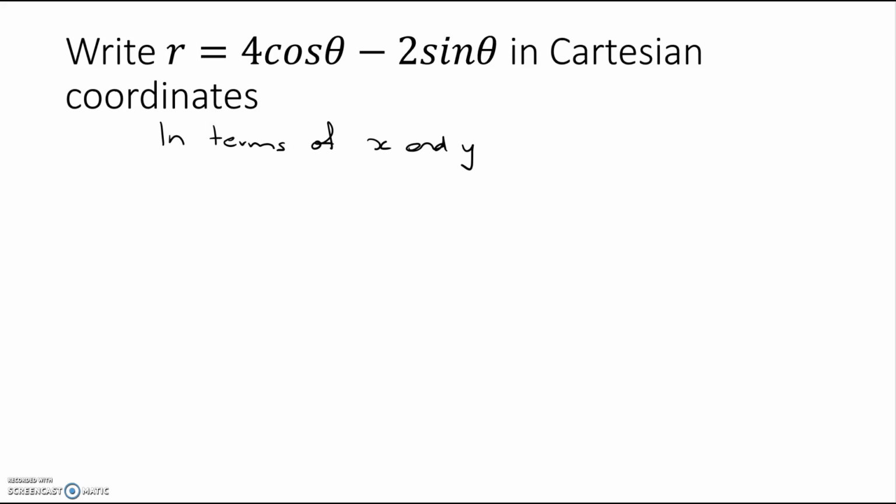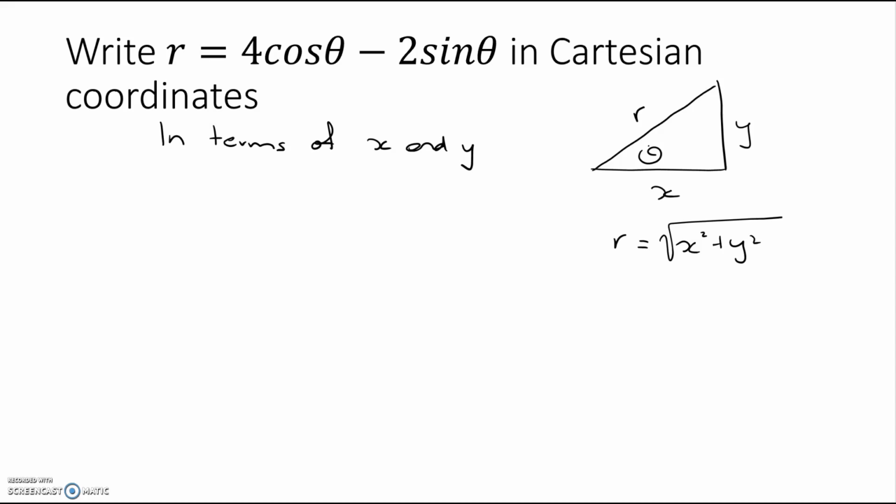And this is where you need to think of the right angle triangle, so that you have theta there, x there, and y there, and some r there. Now, straight away you can see that r is equal to the square root of x squared plus y squared, because that's Pythagoras.